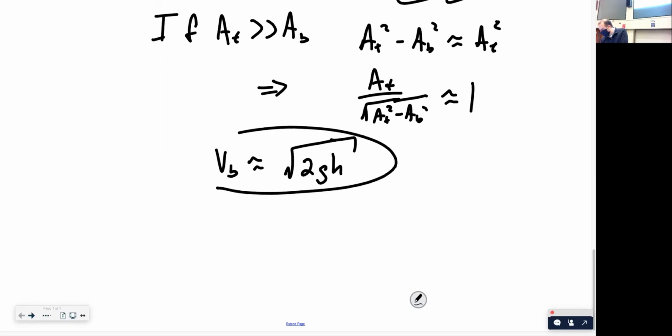By the way, this is a result that's just going to come up a lot. V equals square root of 2GH. You're going to be doing these problems, and it's not going to seem like a water clock problem, and you're going to get to the end, and the answer is going to be root 2GH, and you'll be like, oh yeah, I guess this is a water clock problem. It makes sense now.